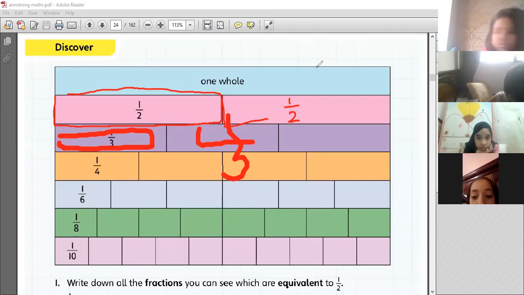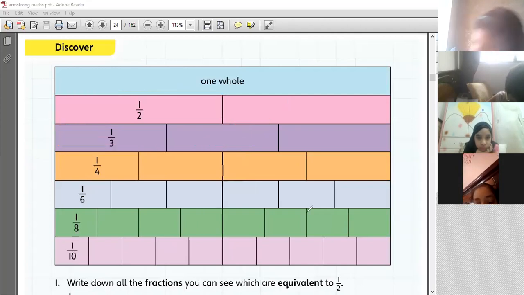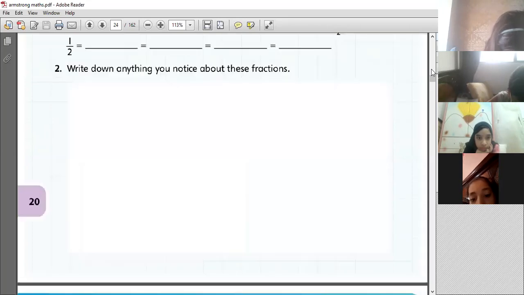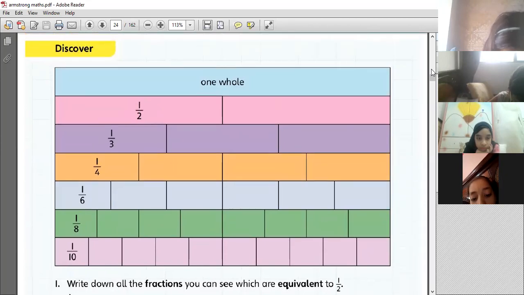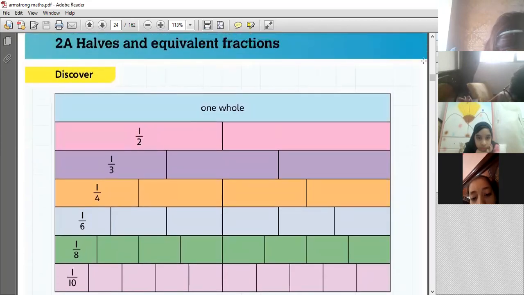Ma'am, what is the page number? Wait, let me check this. The page number is 20. Okay. Please, when I'm asking you to write or annotate, make the width of your pencil thin.